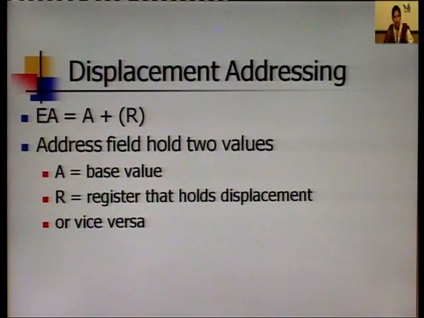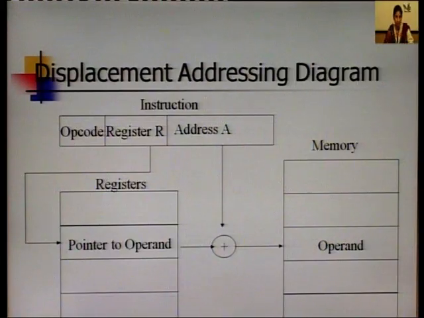Next is displacement addressing. Here the effective address is calculated by adding the address field plus a register, where A is the base value. There are two fields: the address field has two values. First is the base value, and R is the register that holds the displacement, or vice versa. So this is displacement addressing mode.